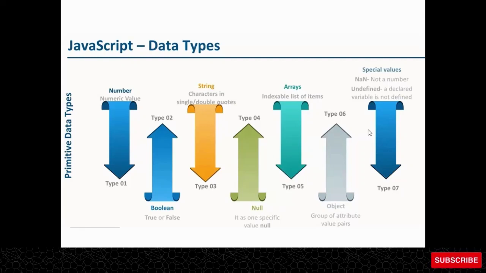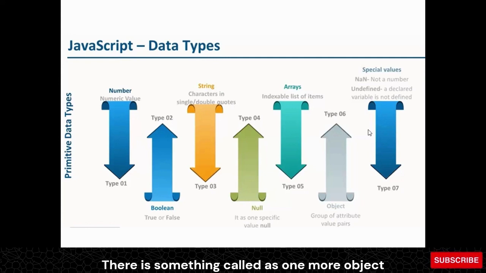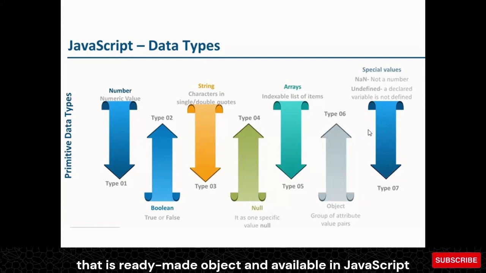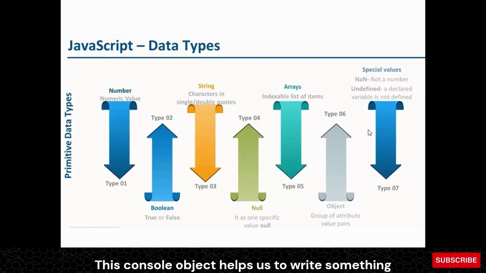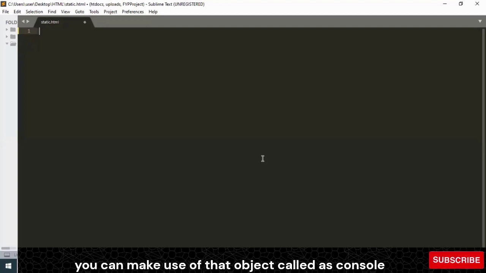This is the third part of the JavaScript lecture, and in this lecture we will learn about data types in JavaScript. So, which is a data type in JavaScript, like document? There is one more ready-made object available in JavaScript, which is console. This console object helps us to write something. And what is the console? If you just inspect on your browser, you will be able to see a console tab. So if you want to see something not on the browser but on the console, just to check whether your logic is working fine or not, you can make use of that object called console.